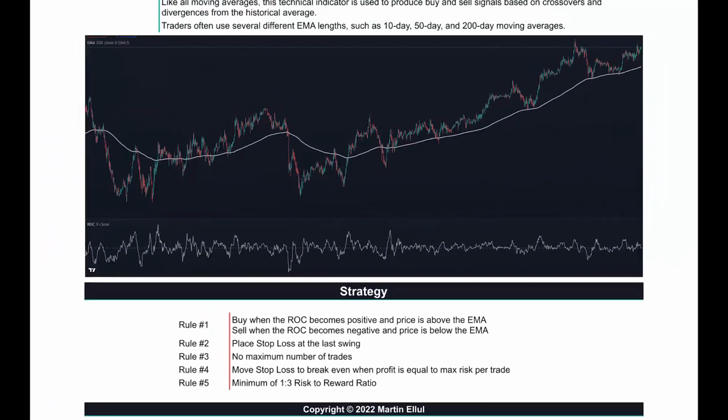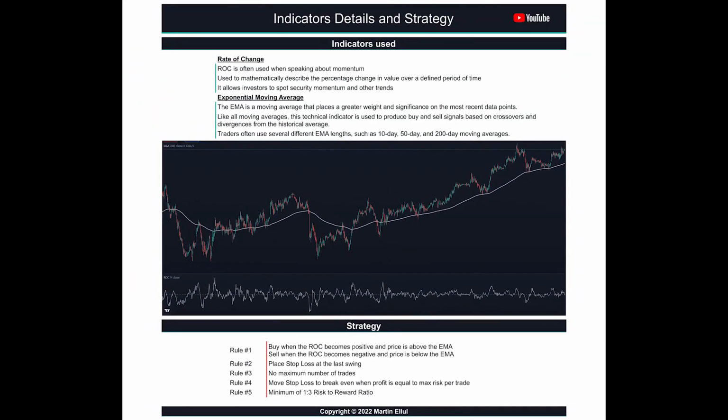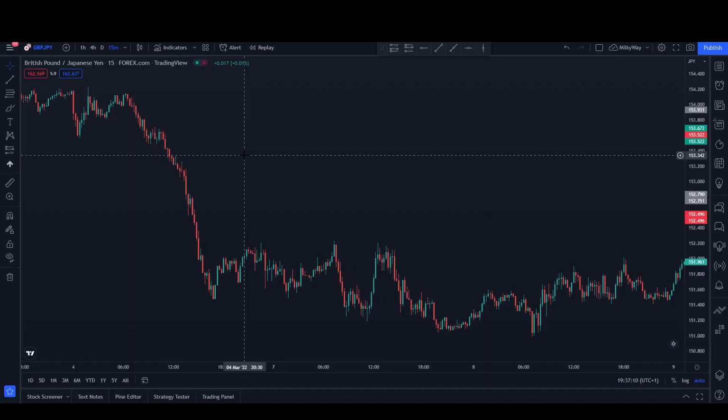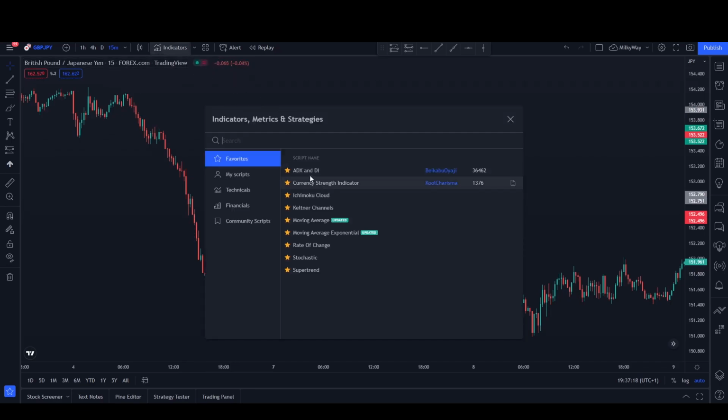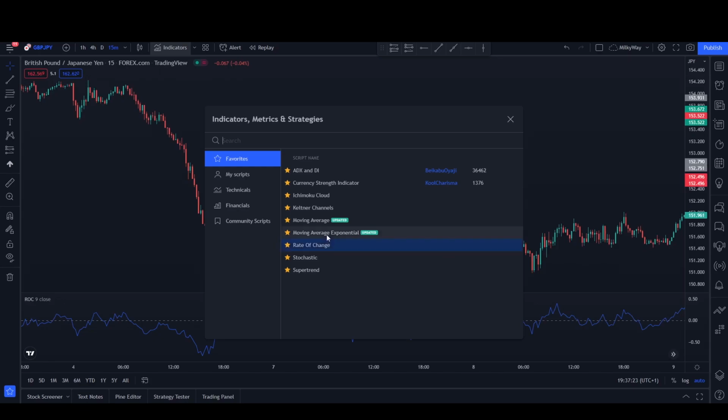So let's get on the charts now so I can show you some trades and we'll dive into the 100 trade backtest. Alright, so here we are on the charts with the British pound against the Japanese yen on the 15-minute time frame. So we'll go ahead and add the indicators. I've got them saved here. We've got the rate of change and the exponential moving average.